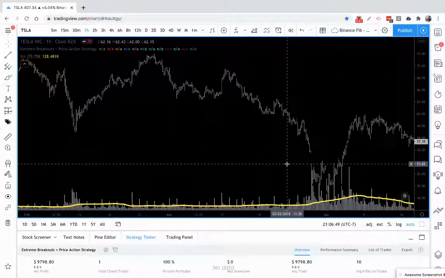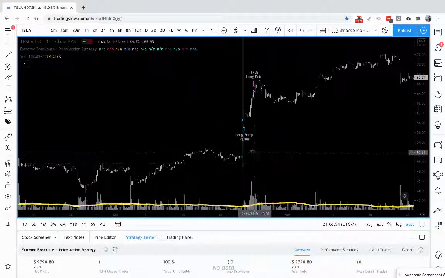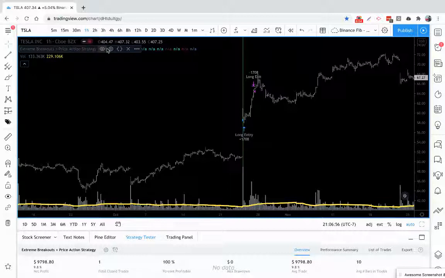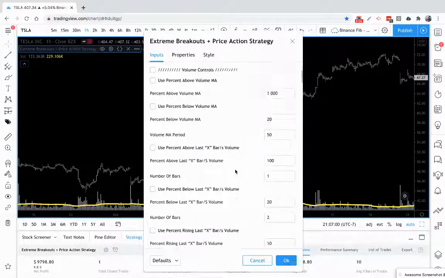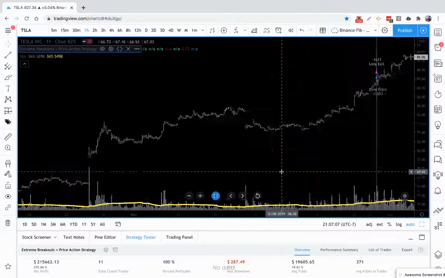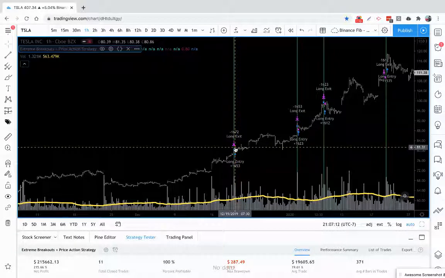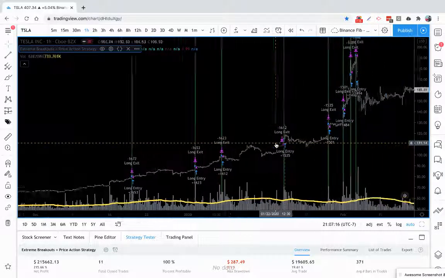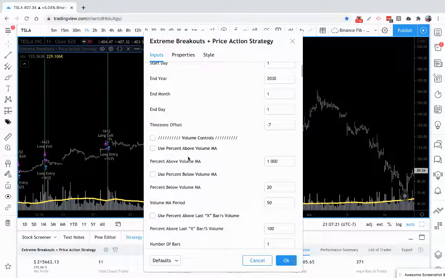Probably a little later in Tesla's history. There we go. Same place as before, actually, where we had the 1,000% volume spike. So let's look for a different condition. Let's look for maybe just 1 million in 1 bar. We'll look at some different places where that happens. So here we go. All of these meet the 60 bar breakout condition, and they also have 1 million shares of volume. So that's how you use the volume controls along with the breakout.